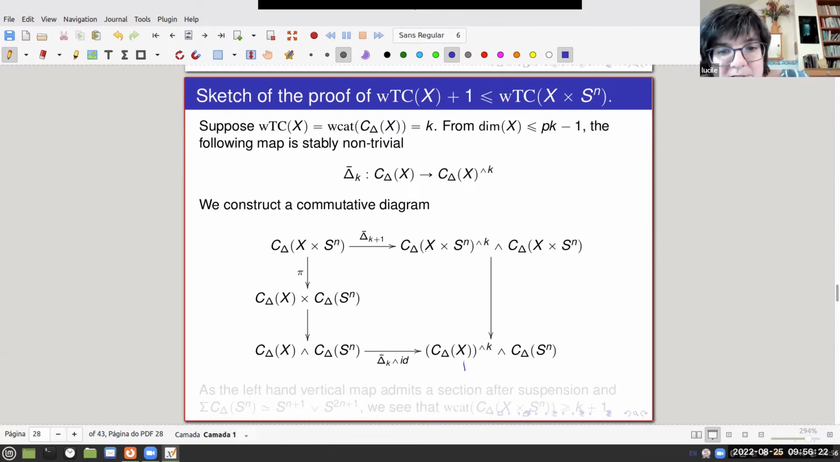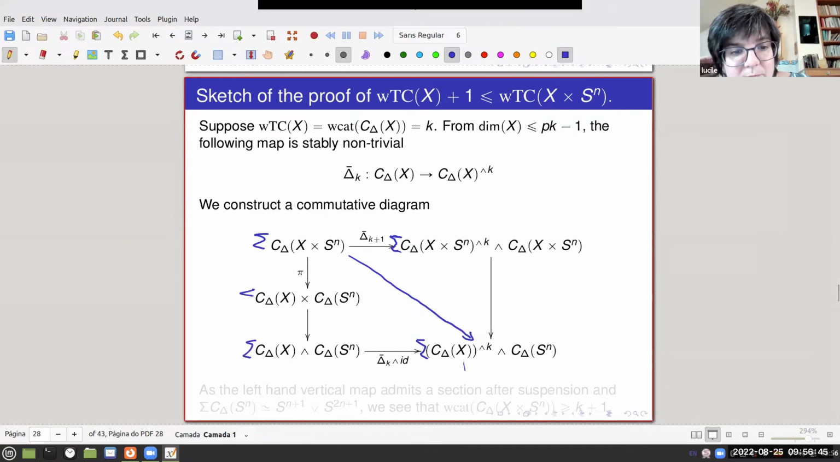But if this is trivial, this composite is trivial. So it is sufficient to see that this composite here is not trivial. And this is sufficient to see that this is not trivial after suspension. So I will suspend everything. So we want to see that this is not trivial. But now we have here a section. So here we have a section from, okay. And here, by the lemma before, we also have a section, a homotopy section.